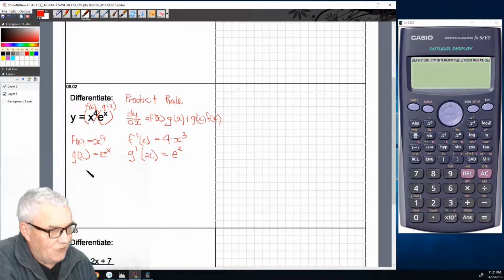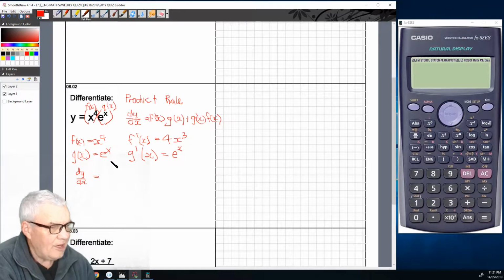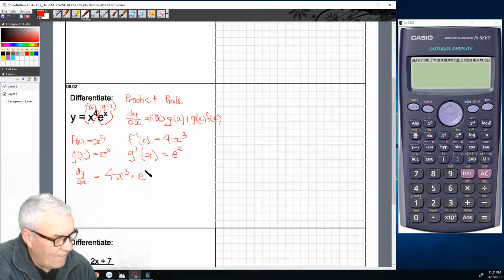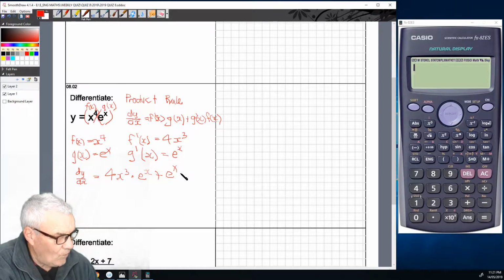All right. So the answer that we want, dy by dx, equals, all right, f dashed x, 4x cubed, times g of x, e to the x, plus g dash x, e to the x, times f of x, which is x to the 4th.